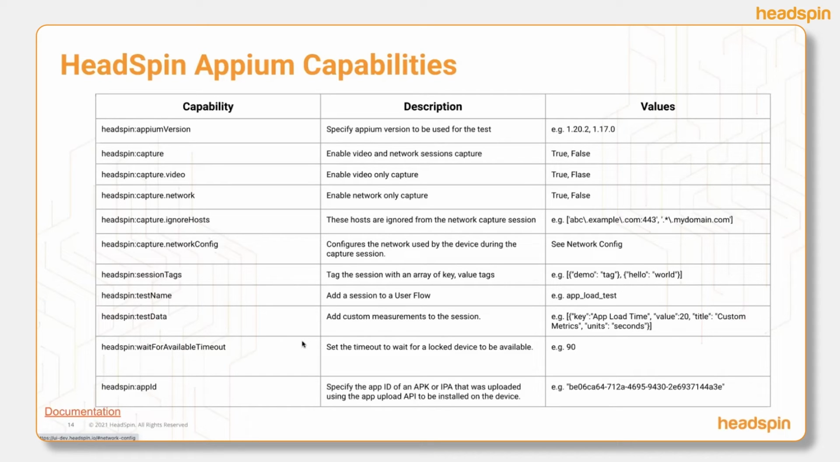Test data would allow you to add custom measurements to the session. These custom measurements could be measurements done via really any of our visual analytics as well. You can capture the visual analytics, do some post-processing, and then append it to the session. That really wouldn't happen from a capability standpoint, because these are all appended at the beginning of the test. But this does allow you to add any custom measurements.